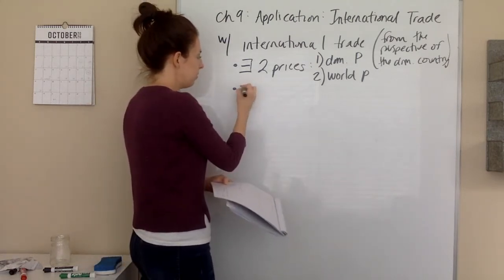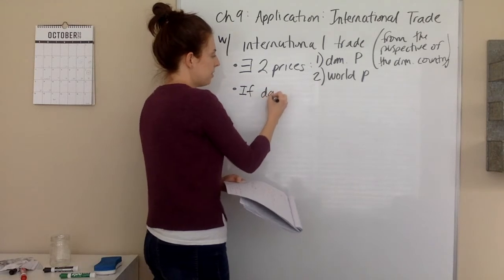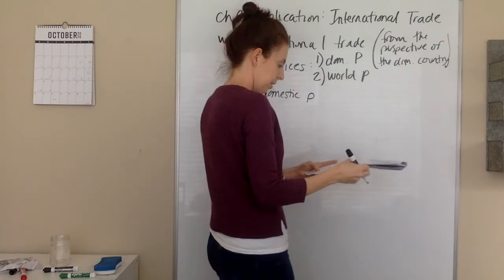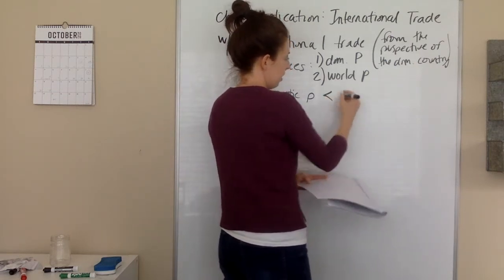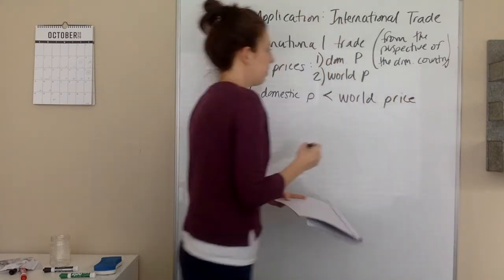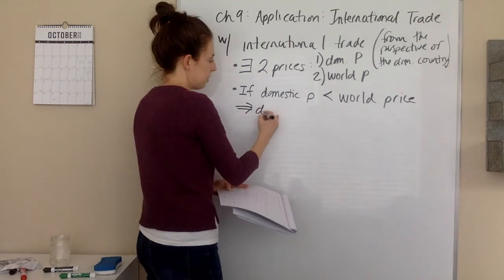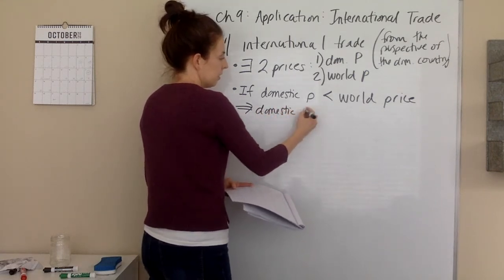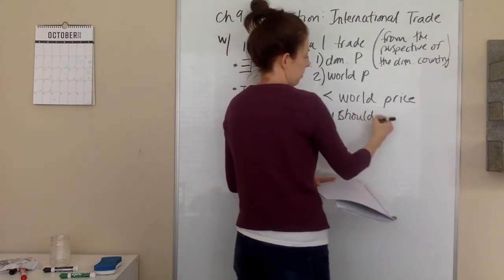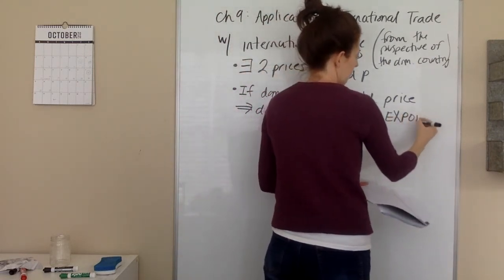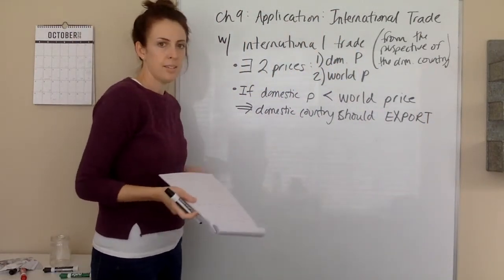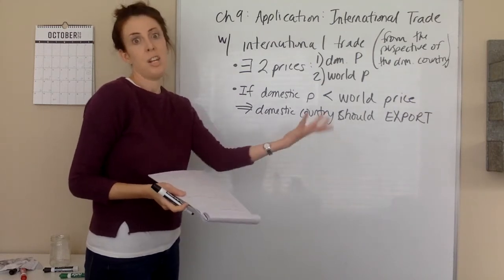First of all, if the domestic price is less than the world price, then the domestic country should export the good. Okay, if the domestic country is exporting the good, that means they're going to take some of the widgets that they make and send them to the rest of the world. The world, in turn, is going to import the good.